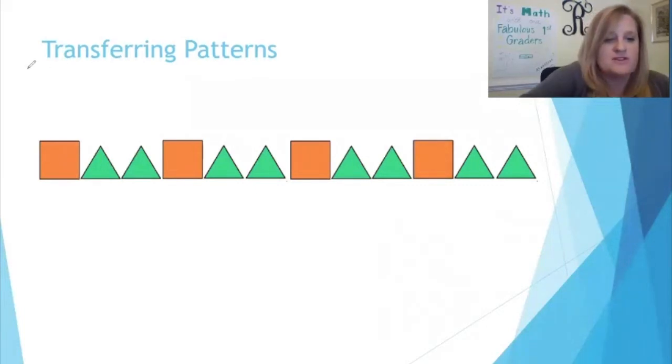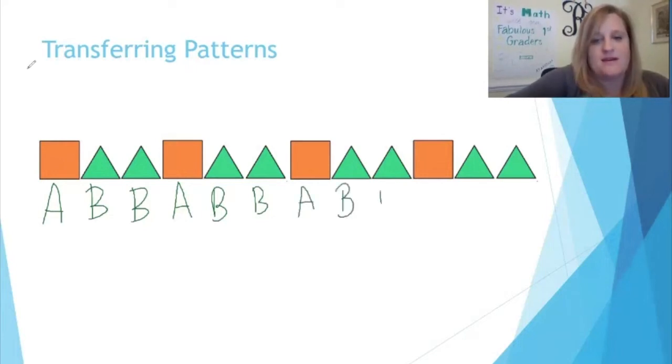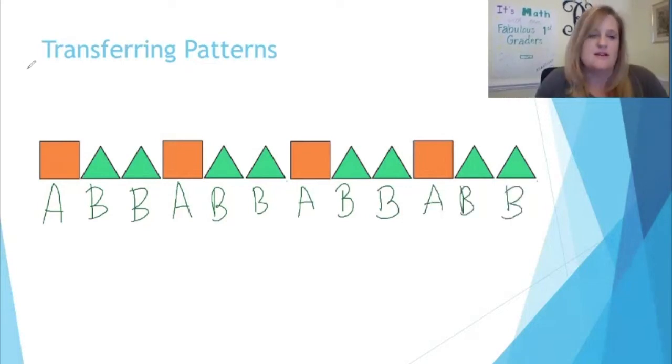So if I were going to write letters for this, I could say every time I see a square, it's A. Every time I see a triangle, it's B. Here's another triangle, so it's B again. A, B, B. That's another way to show the same pattern.